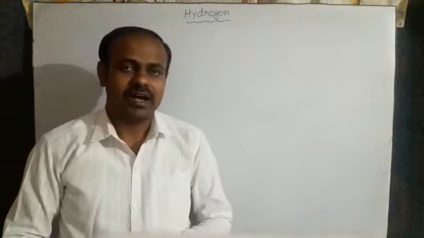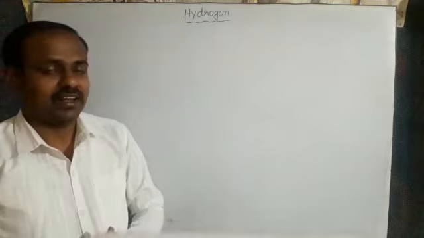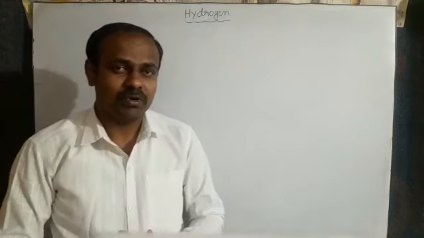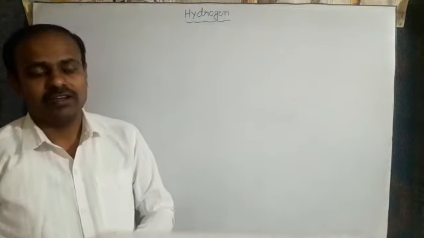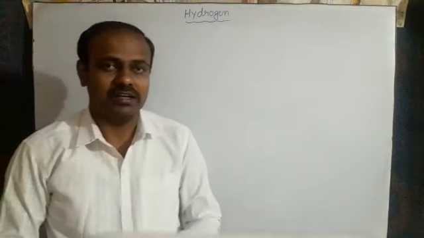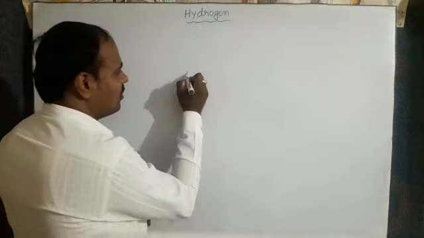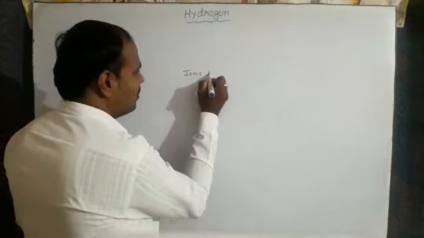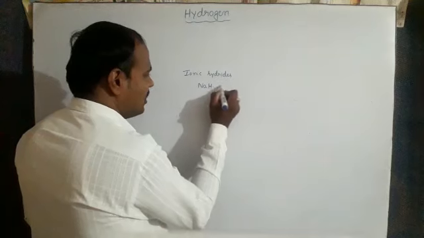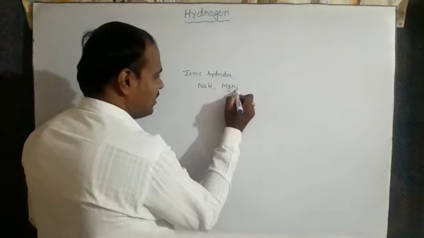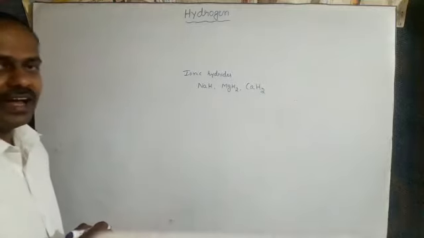What are ionic hydrides or saline hydrides? When dihydrogen gas reacts with only s-block elements like alkali metals and alkaline earth metals to form hydrides, they are called ionic hydrides or saline hydrides. Give an example for ionic hydrides. For example, NaH, sodium hydride, MgH2, magnesium hydride, and calcium hydride are examples of ionic hydrides.